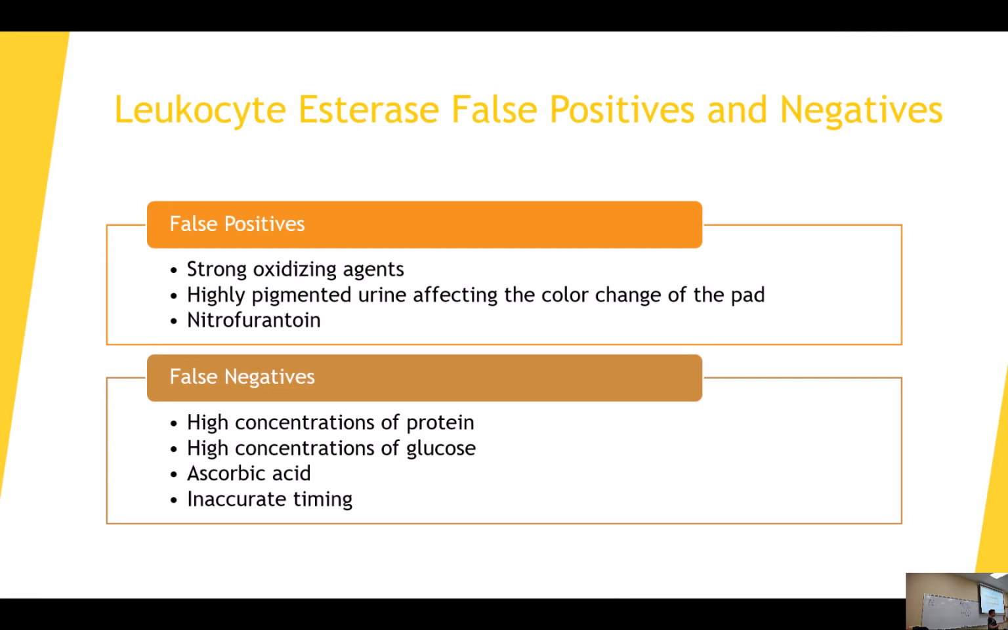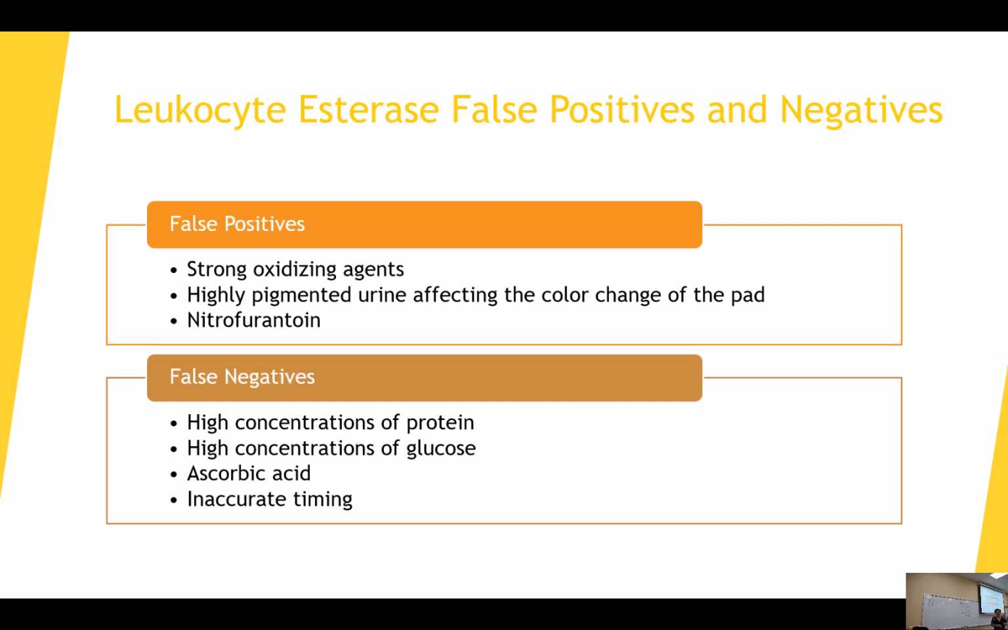Leukocyte esterase false positives: there are our strong oxidizing agents again. Pay attention to that one. Highly pigmented urine. Again, this is one of those light color off-white pads, so anything that's highly pigmented is going to change the color of the pad. And then what's interesting is nitrofurantoin. Nitrofurantoin is an antibiotic that we give to people for urinary tract infections, but it's going to cause a false positive on the leukocyte esterase. So it's not going to be a good indicator of what's going on once they start getting the nitrofurantoin.